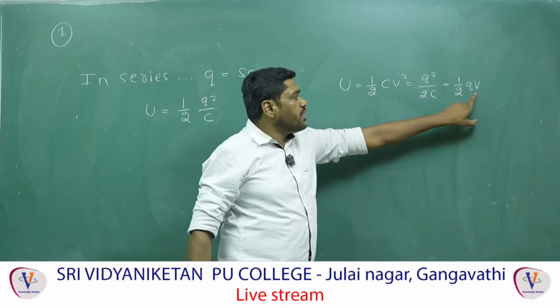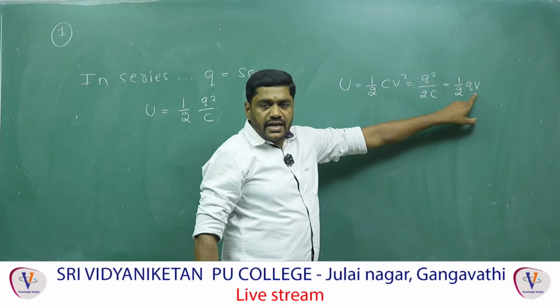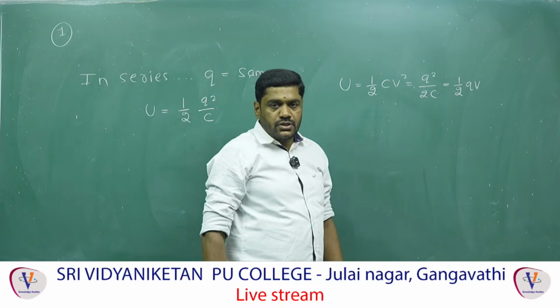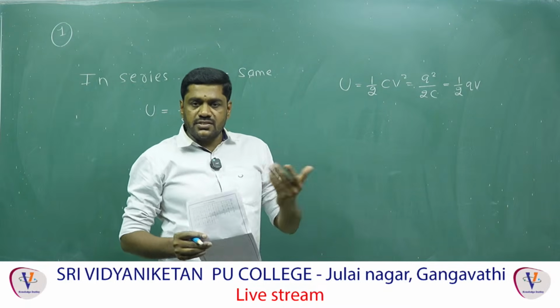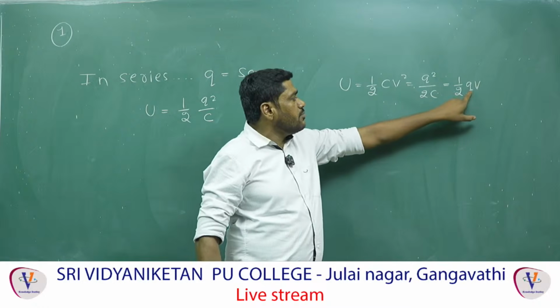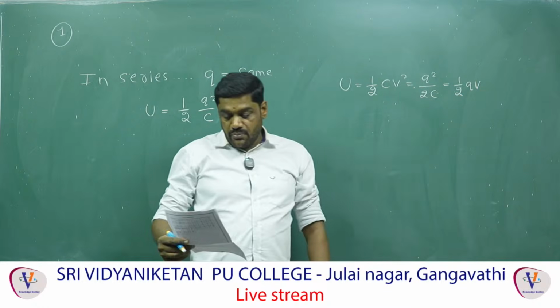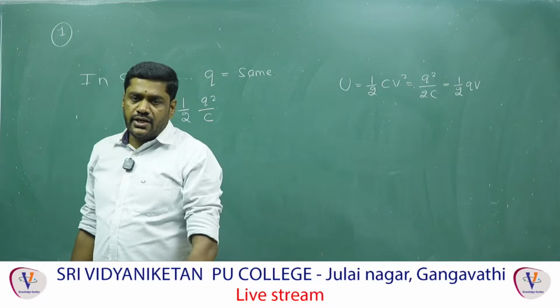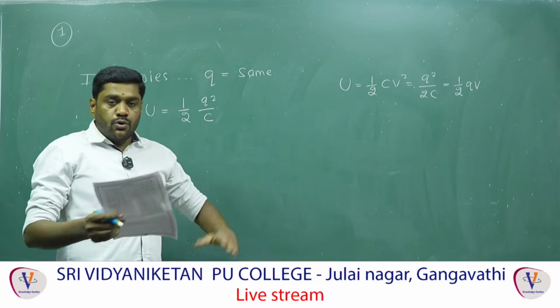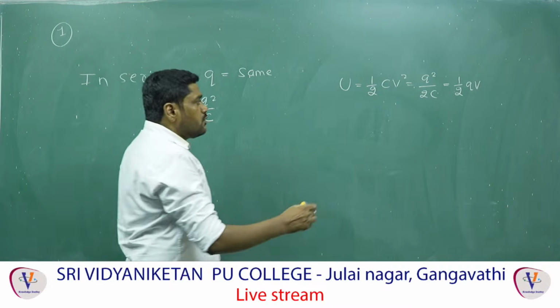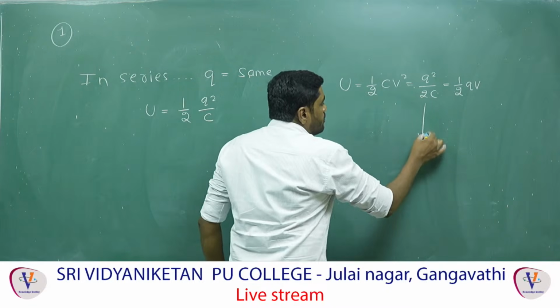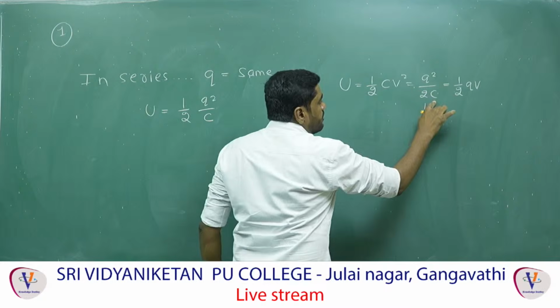Here, what is the V? Potential difference across the first and the second capacitor. In the series combination, the potential difference across each capacitor is different, but the charge is the same. The voltages they have not given, but the total voltage applied is given. Capacitance they have given. So this is the better formula to be used because charge is constant and capacitance is given.